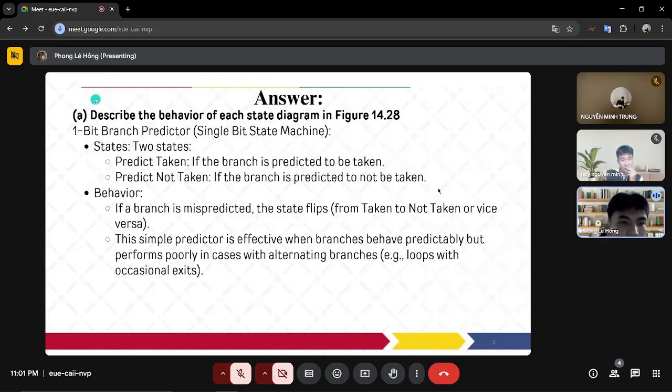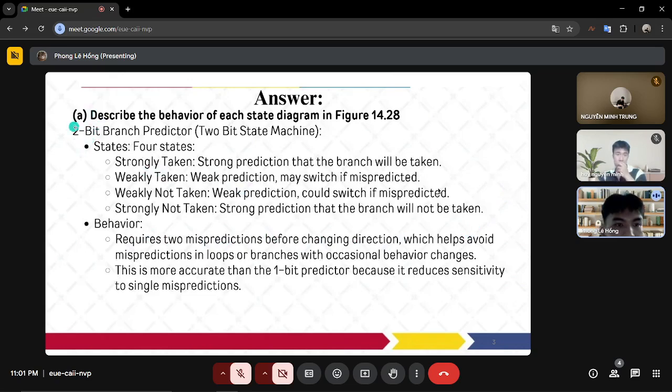Describe the behavior of the state diagram in figure 14.28. We have the one-bit branch prediction, a single-bit state machine. We have two states: predict taken and predict not taken. The behavior: if a branch is mispredicted, the state flips from taken to not taken or vice versa. The simple predictor is effective when branches behave predictably but performs poorly with alternating branches.